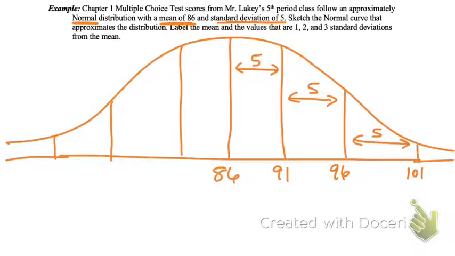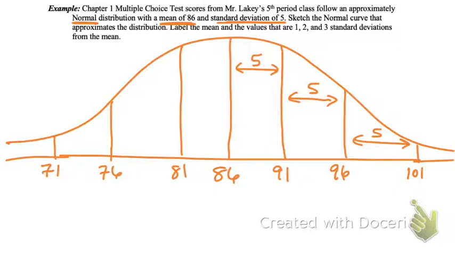All right, let's go the other way. What did someone score who was 1 standard deviation below average? 81. What about 2? 76. And 3? 71. Do you guys have any questions about how we just labeled that? Not so far. All good so far? I think so. Okay. All right.